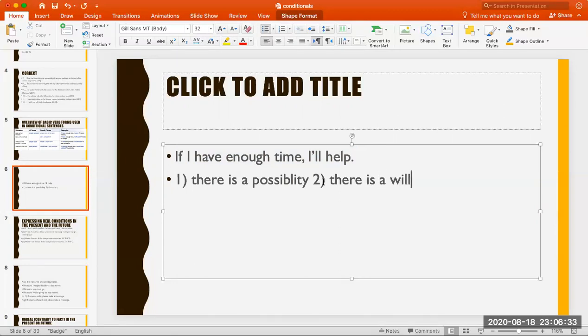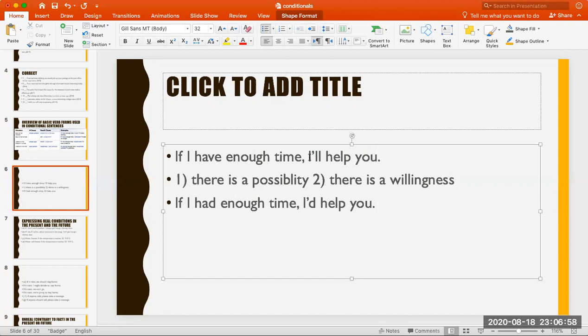Number two, that there is a willingness to help you, that I am willing to help you. I want to help you. I'll do my best. But I could say to a different student, or to the same student in a different situation, if I had enough time, I'd help you.